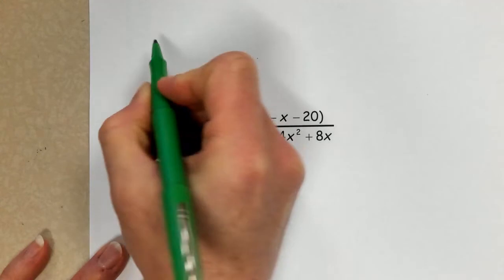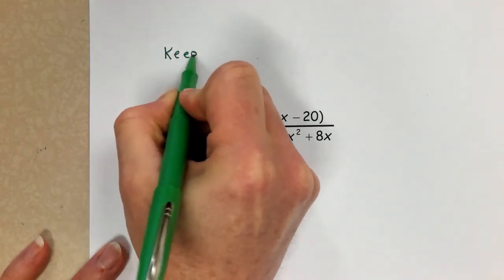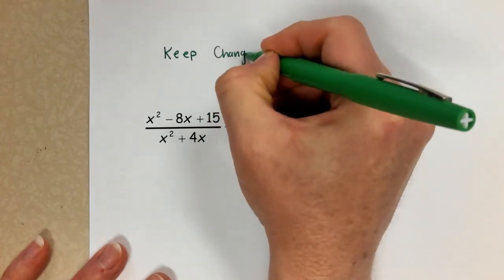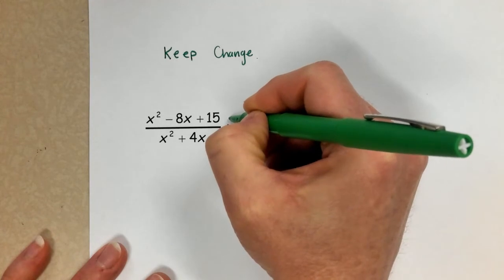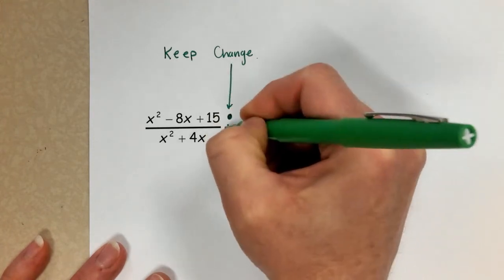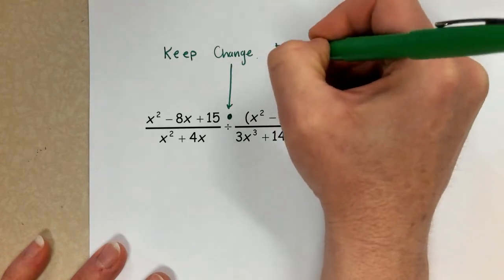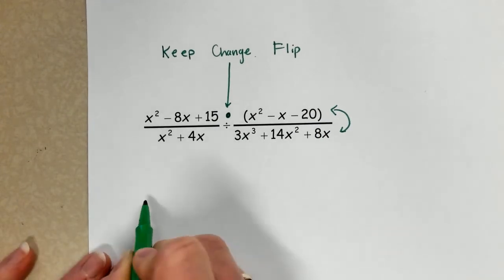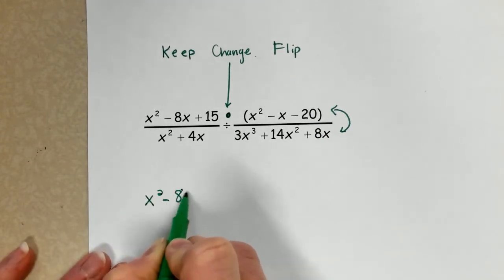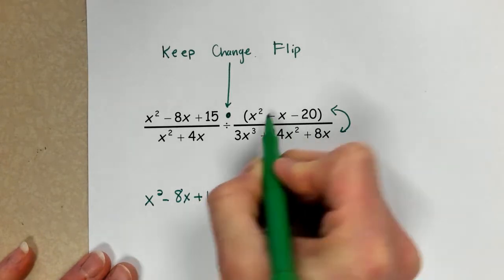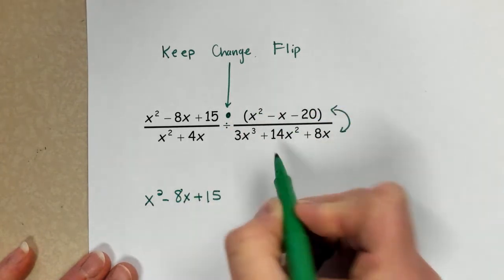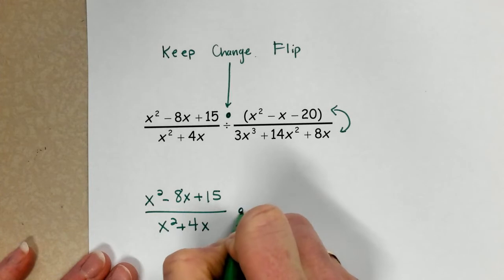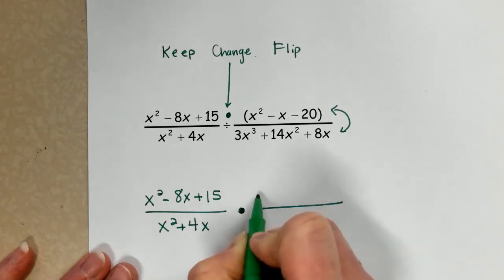And so I'm going to keep the first fraction like it is. I'm going to change the divide into a multiply. And then I'm going to flip this fraction over. All right, so I'm going to rewrite it. I know a lot of people just cross it off and write the new problem there, but I'm worried that that'll get too messy. So here's me changing, and here's me flipping.